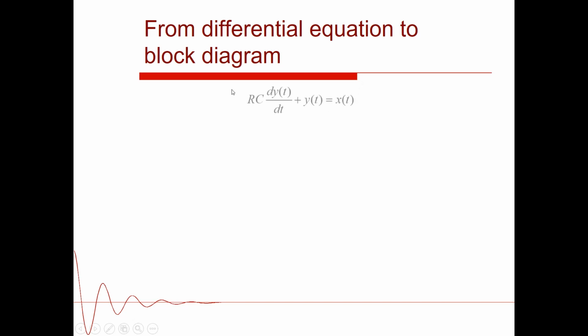Let's start off with a first order differential equation. It's a first order differential equation because the highest derivative is to the power of 1. There's no higher derivative in this differential equation. So this is a standard differential equation of a first order system, which is equal to a time constant tau, which equals r times c in my example over here, times the derivative of the output, y is the output, plus the output signal y, which equals the input signal x.